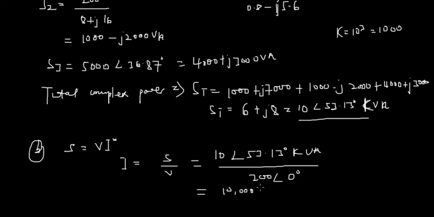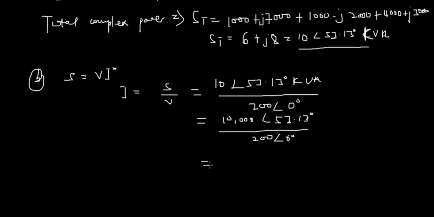10,000, okay. 10,000 with an angle of what? 53.13 degrees, meaning we've been able to remove the K, okay, and then divide that by what? 200 with an angle of what? 0 degrees, okay. So when you compute that, you end up with what? When you compute this, you end up with I value of 50, okay. When you punch this on your calculator, you end up with what? 50 and an angle of what?